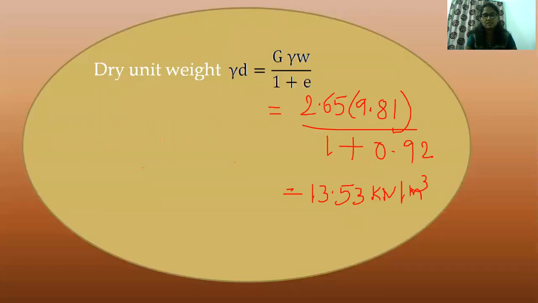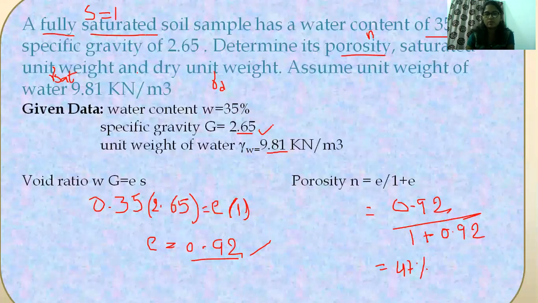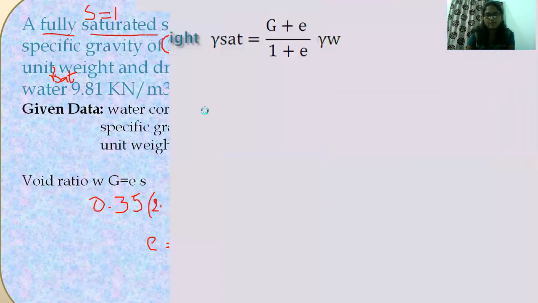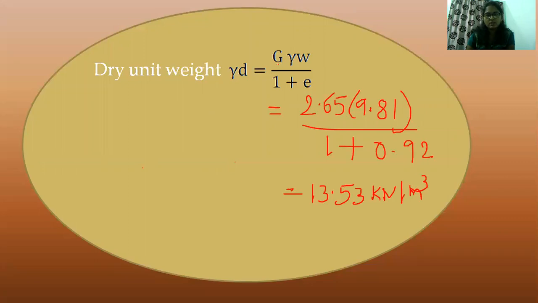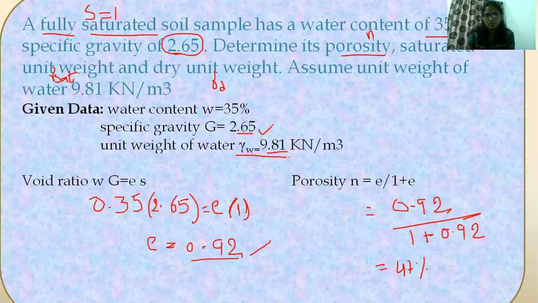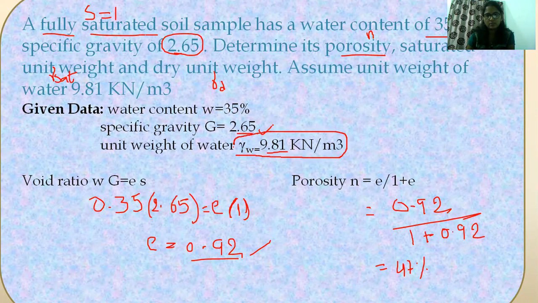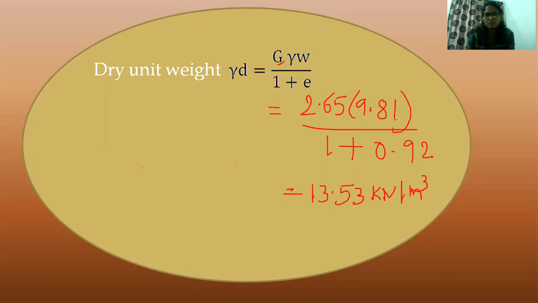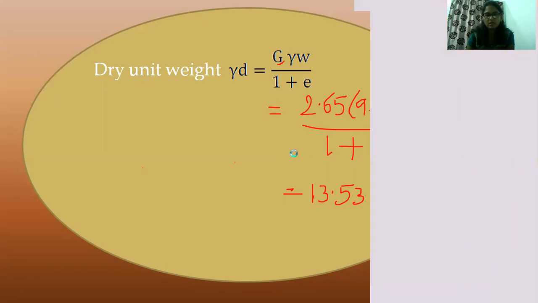And next one is dry unit weight. What is the formula for dry unit weight? Gamma D is equal to G gamma W by 1 plus E. So, G value already given in problem. What is the value of specific gravity value? 2.65. The value G is equal to 2.65 and unit weight of water value 9.81 kilonewton per meter cube. So, unit weight of water 9.81 kilonewton per meter cube by 1 plus 0.92.